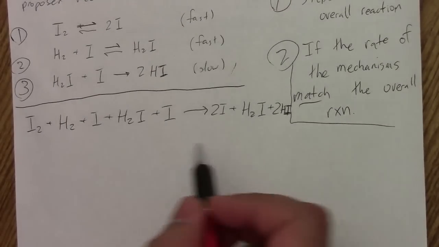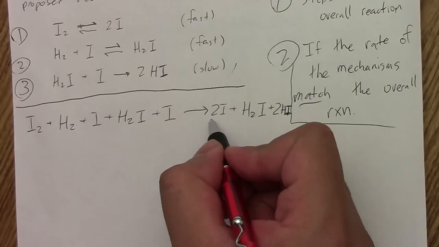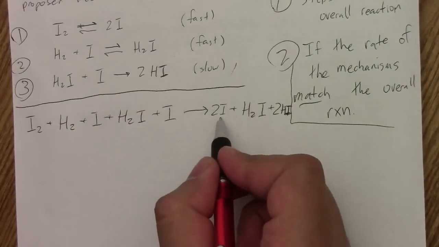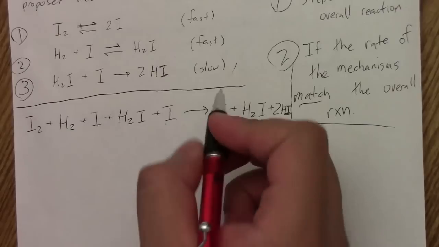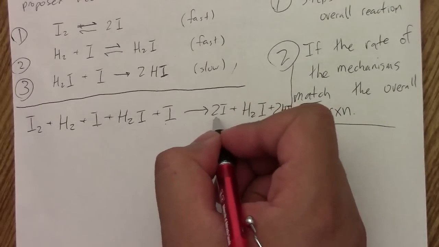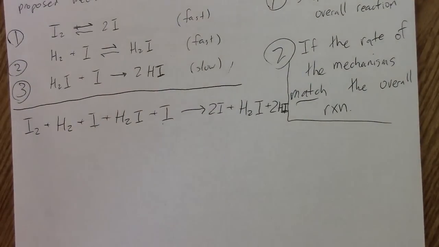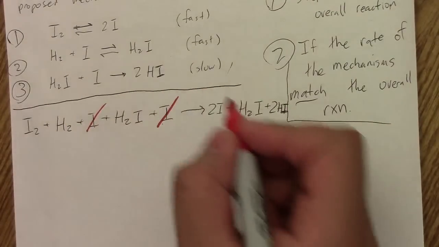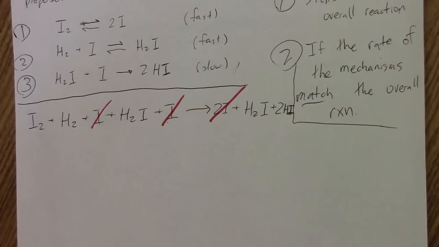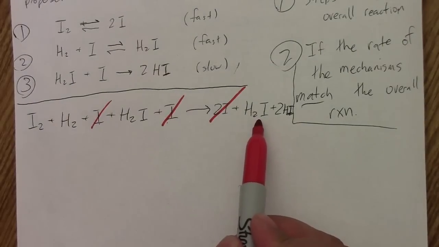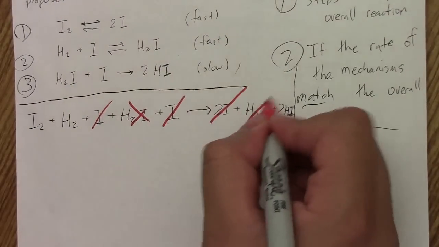Let's keep going. So we can see, as I said earlier, that we have 2 iodine over here on the right. We have I and I on the left, so those are going to cancel out. Let's grab a colored pen or something. Okay, here we go. All those have canceled out. Notice also there's an H2I over here on the right and on the left. Those are going to cancel out as well.